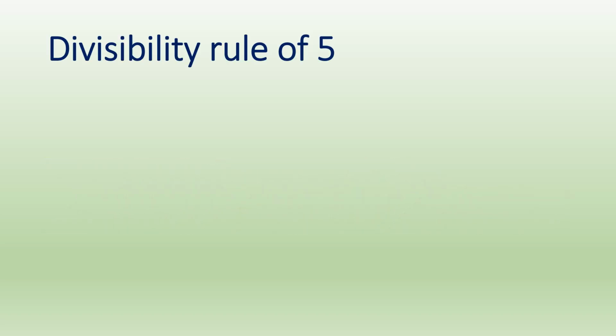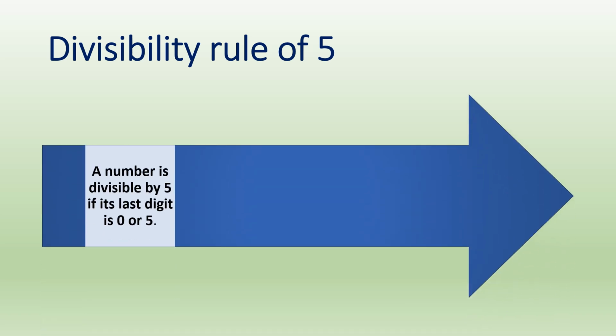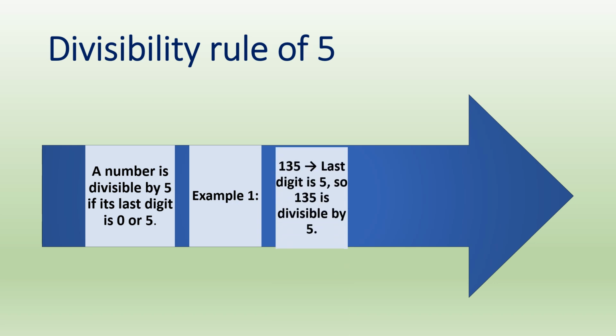Next, we have the divisibility rule of 5. A number is said to be divisible by 5 if its last digit is 0 or 5. So, simply we need to check whether the last digit of the given number is either 0 or 5. Then we can say that the given number is divisible by 5.